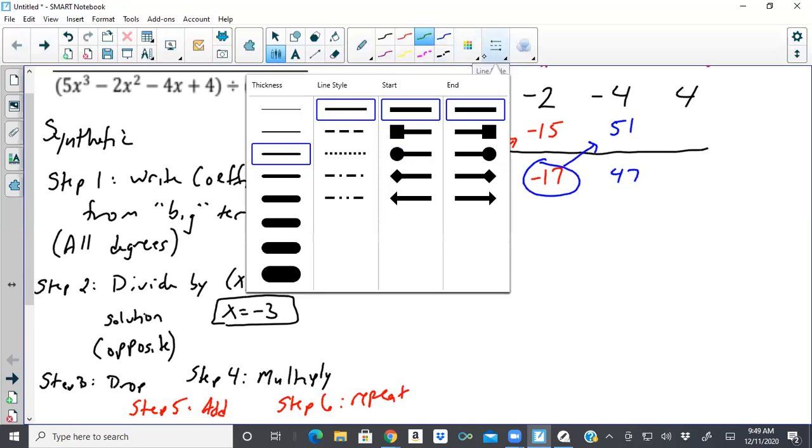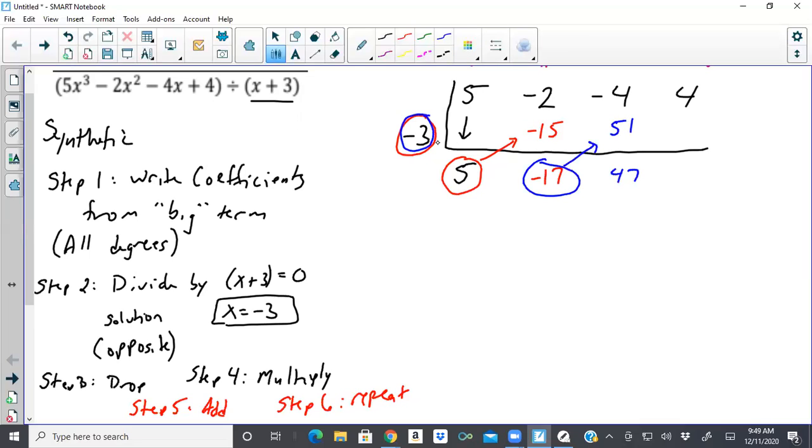And then you're going to do the same thing. Multiply this number times this number, and then you're going to move that up here. Negative 3 times 47 will be 141, I think. Negative 141. And then you're going to add down here, so that would be negative 137.